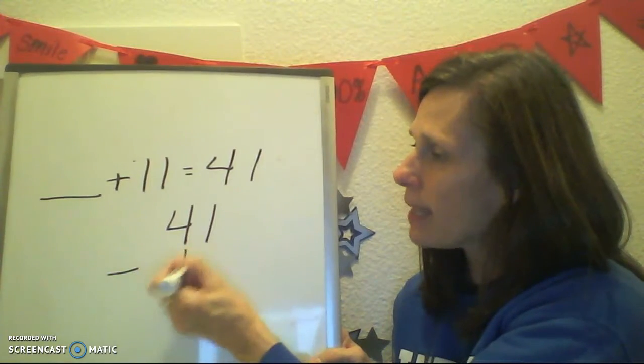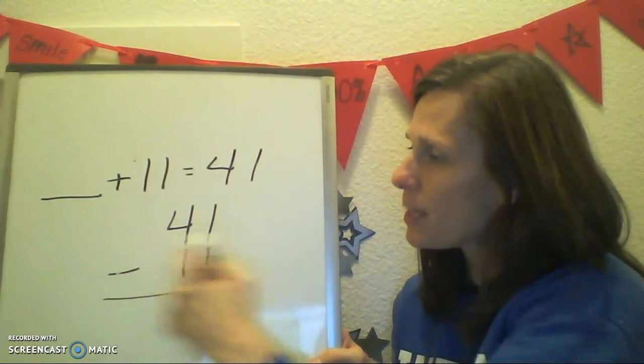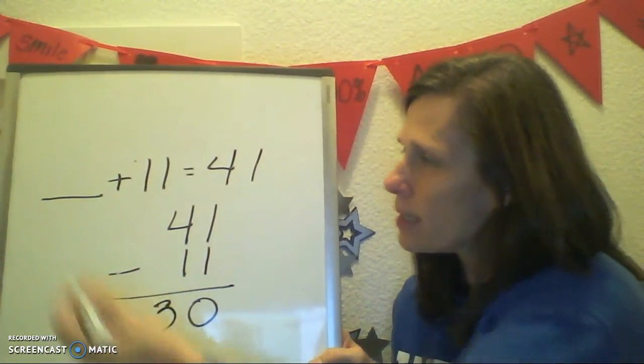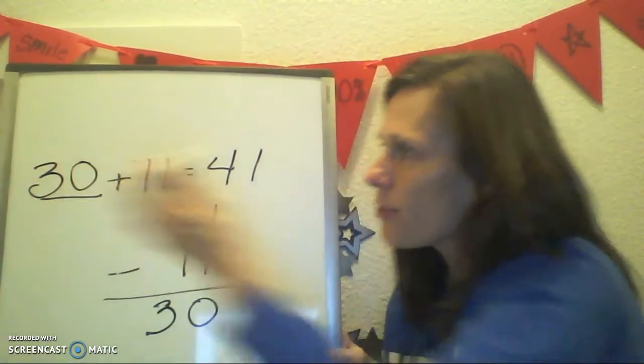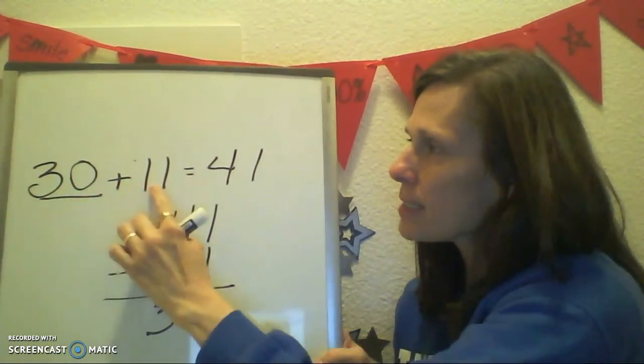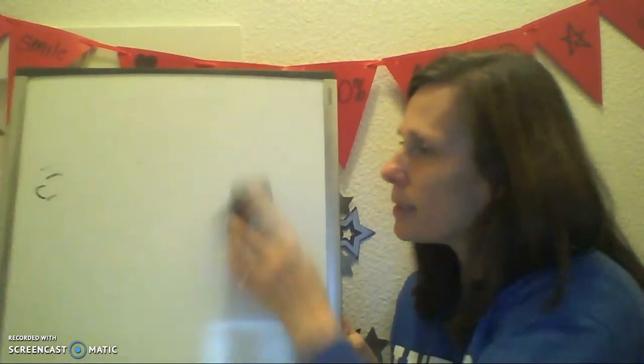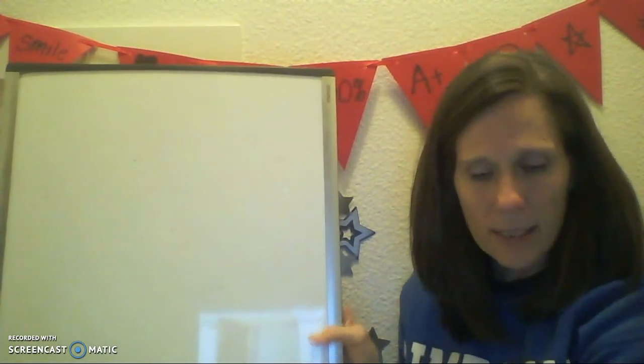41 subtract 11, right? 1 take away 1 equals 0. 4 take away 1 equals 3. And my answer is 30, right? 30 plus 11 equals 41. All right, so let's do a little harder one. Let's try something like this.